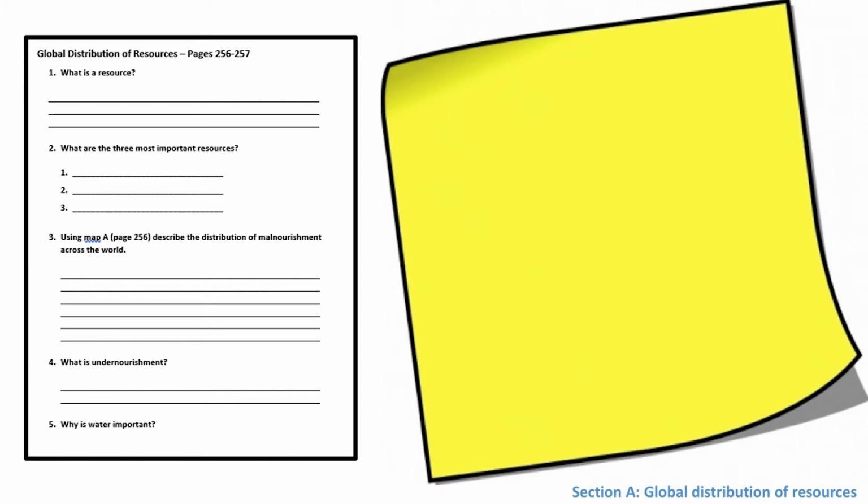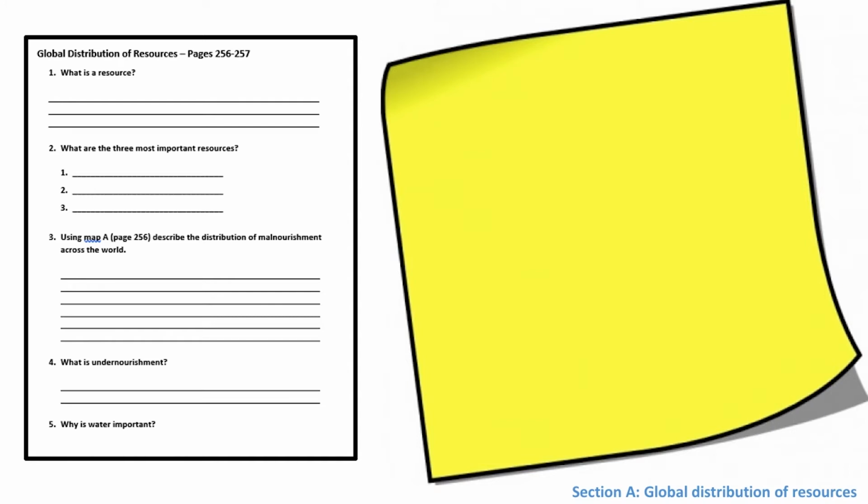The first question in your booklet says, what is a resource? This is followed by, what are the 3 most important resources? You're then asked to use a map to describe the distribution of malnourishment across the world. You need to understand what undernourishment is, and you need to think about why water is important. Pause here, look through your resources and see if you can answer those questions yourself. In addition, if you haven't got the resource booklet, write out those questions or divide your page up in some sort of way that you're going to record your answers in a way that will make sense in a year's time when you revise. Pause now.